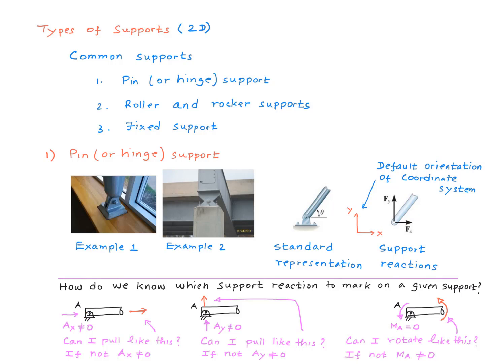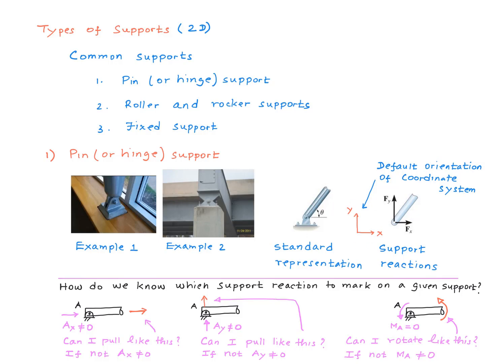In this second case, you're trying to pull the structural element in the vertical direction. Pull it out of the support in the vertical direction. Can you do that? If not, AY is not 0. In the third case, can you rotate the structural element at this support A? Like you would open and close a door at the door hinge. Can you do that? If not, the moment at that particular point is not 0, because the support is now offering a resistance to the rotational movement, and therefore the support is developing a moment.